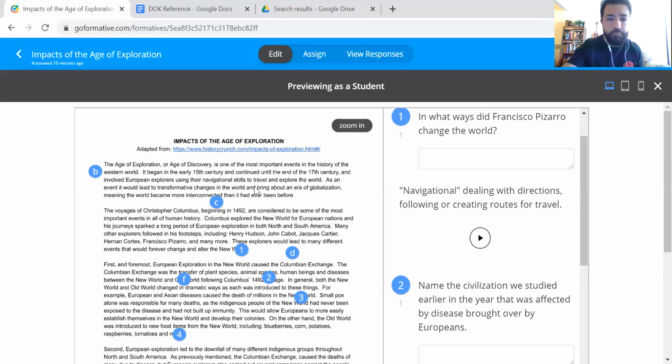Yeah, here we go. All right, impacts of the Age of Exploration. It's adapted from historycrunch.com, impacts of exploration. So the Age of Exploration, or Age of Discovery, is one of the most important events in the history of the Western world. It began in the early 15th century, that would be the 1400s, and continued until the end of the 17th century, and involved European explorers using their navigational skills to travel and explore the Western world. As an event, it would lead to transformative changes in the world and bring about an era of globalization, meaning the world became more interconnected than it had ever been before.